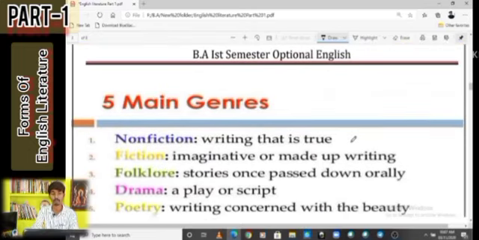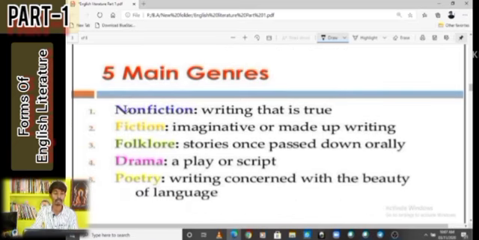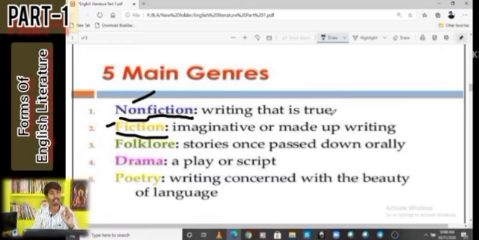First, we'll go with the five main genres. I am dividing prose into fiction and non-fiction. What is non-fiction and what is fiction? I am going to clarify this with examples.